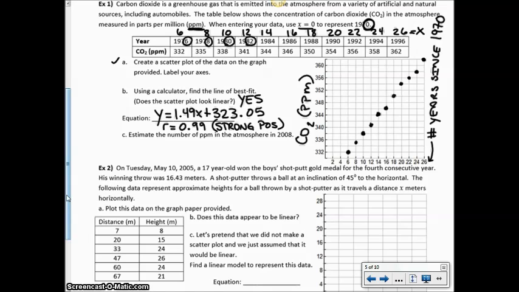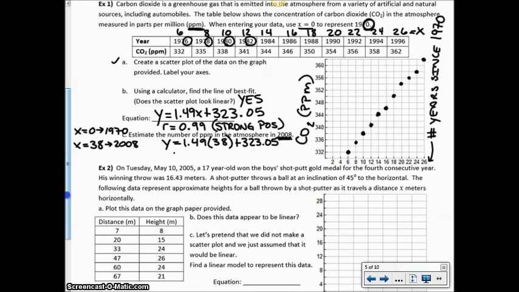So it says estimate the number of parts per million in the atmosphere in 2008. Well, 2008 has been how many years since 1970? So x was 0 in 1970. So x is going to be 38 in 2008. Okay, so we're just going to plug in 38. So y equals 1.49 times 38 plus 323.05.